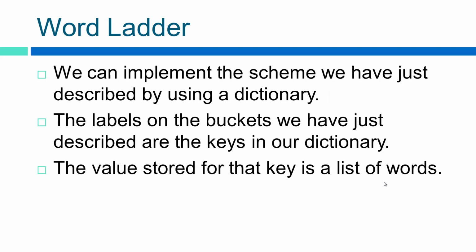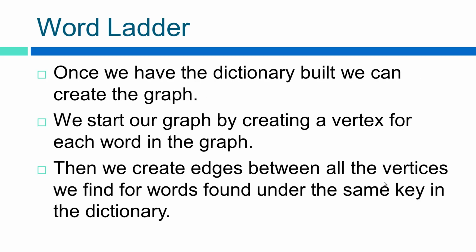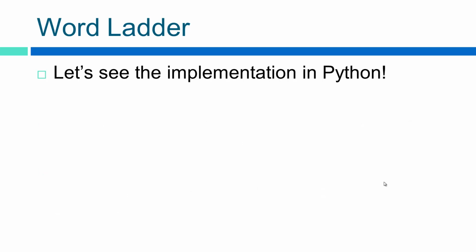So in Python, you can actually implement that scheme by just using a dictionary. The labels on the buckets we've just described are the keys to our dictionary, and then the value stored for that key is a list of words. Once we have the dictionary built, we can create the graph. We start our graph by creating a vertex for each word in the graph, and then we create edges between all the vertices we find for the words found under the same key in that dictionary, which is essentially that bucket. So let's go ahead and see the implementation in Python.